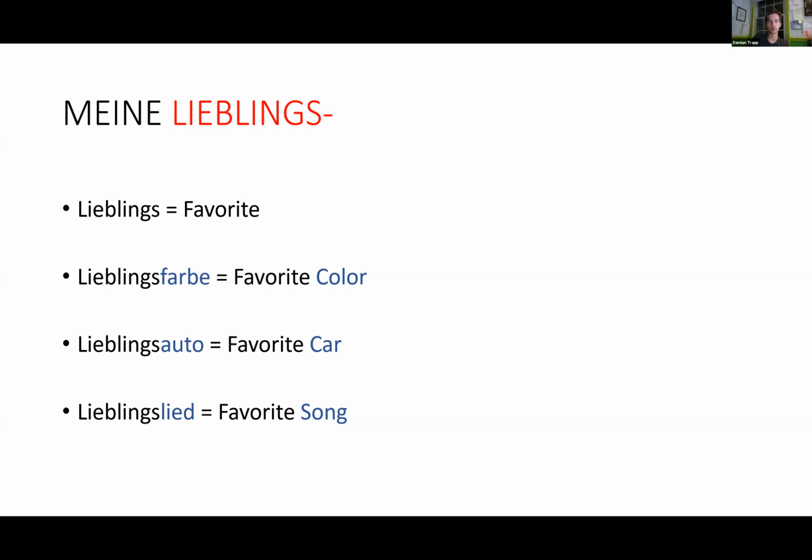And then two more examples for nouns that you haven't learned yet and you don't need to remember them, but just as a quick little example, Lieblingsauto is favorite car and Lieblingslied is favorite song.